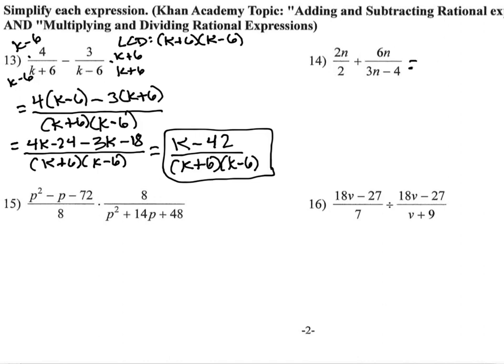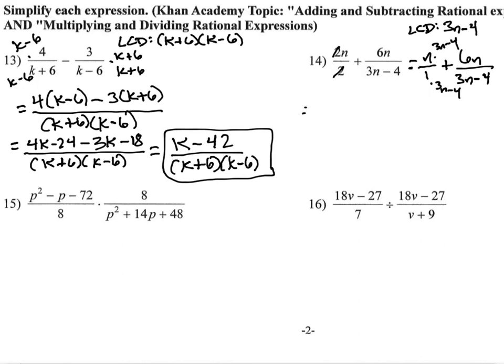First thing I'm going to do is reduce if we can. So I see those 2's, we can just cross right off. So we really have n. I'm going to write that n over 1 plus 6n over 3n minus 4. So the common denominator here, the LCD, is just 3n minus 4. So I'm going to multiply top and bottom here by 3n minus 4.